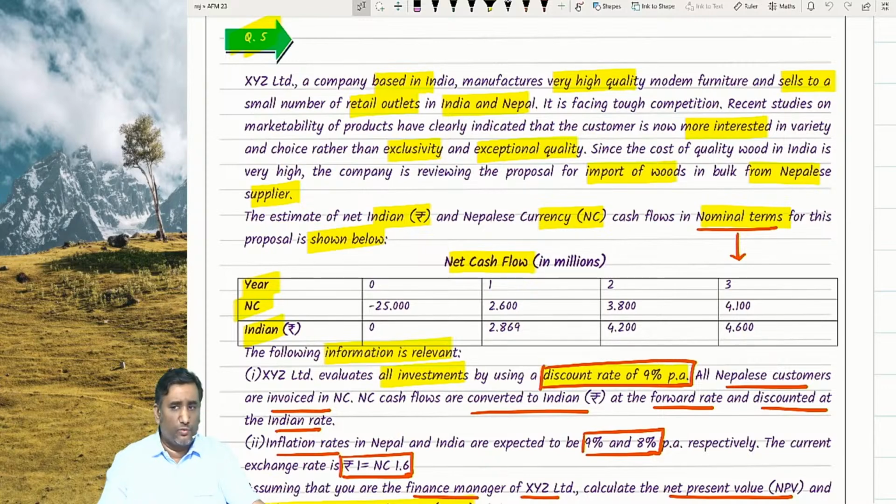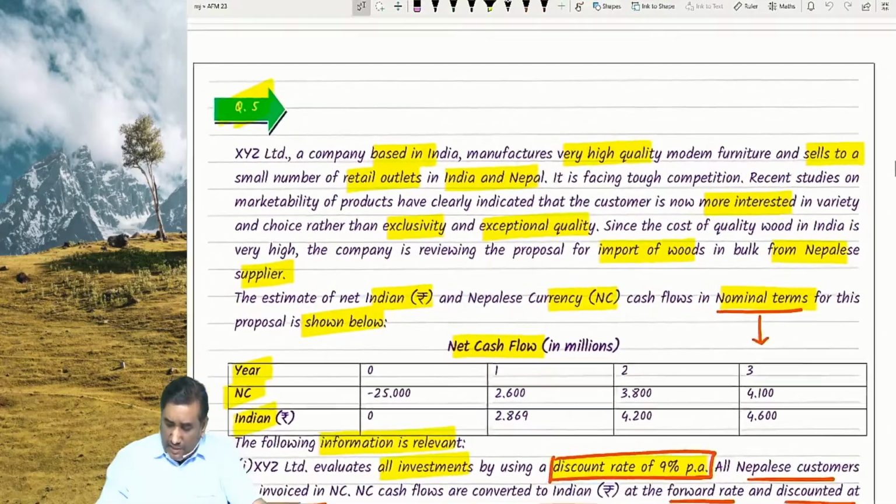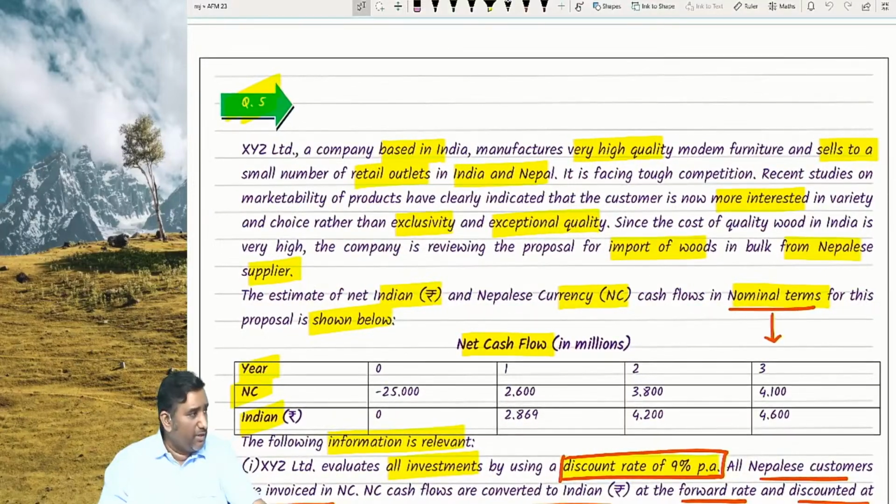I'll quickly go through it. When you go back home, you can relook at this video again if you want more clarity. This was in one of the RTPs, I think. And since you have capital budgeting now, it's a very high chance they can repeat this question.